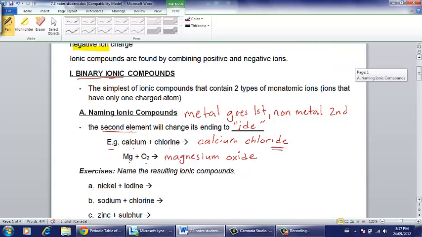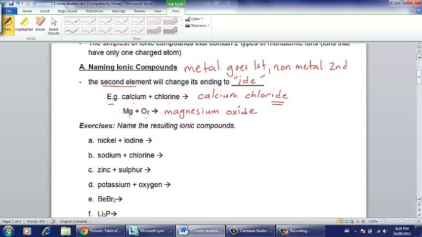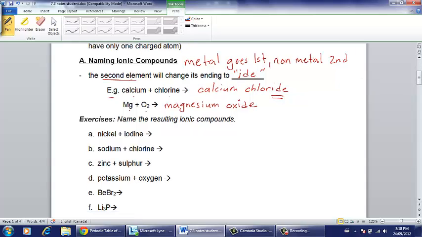As an exercise, we're going to look at naming the following compounds. Nickel and iodine will become nickel iodide. Sodium and chlorine becomes sodium chloride. Pause the video here and try the rest of these on your own.